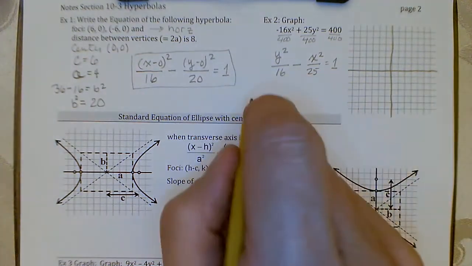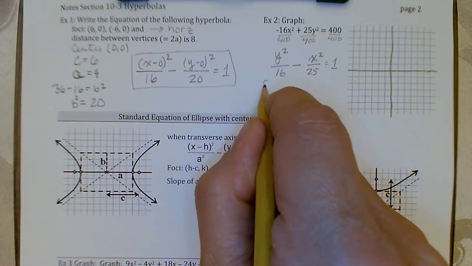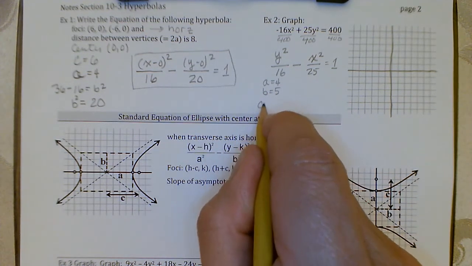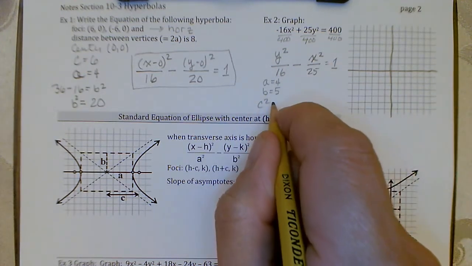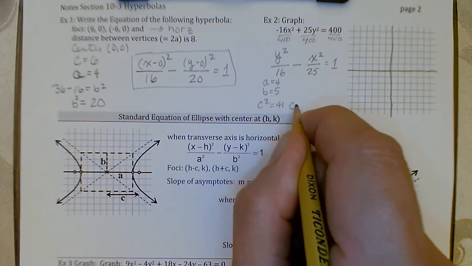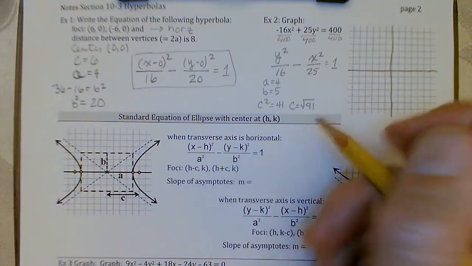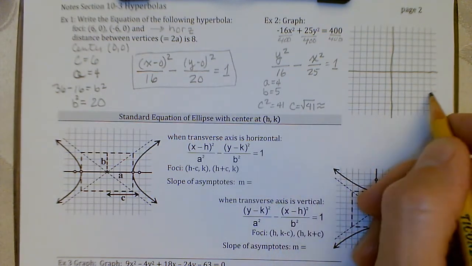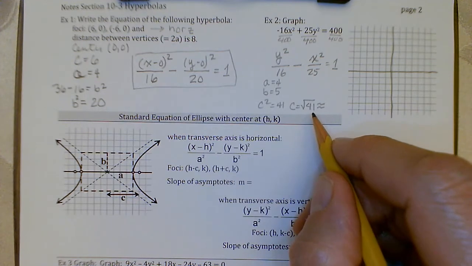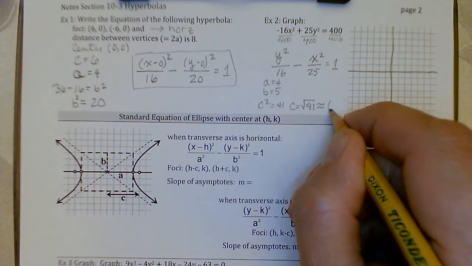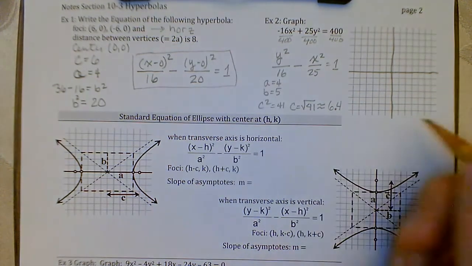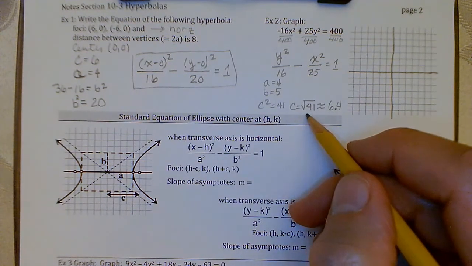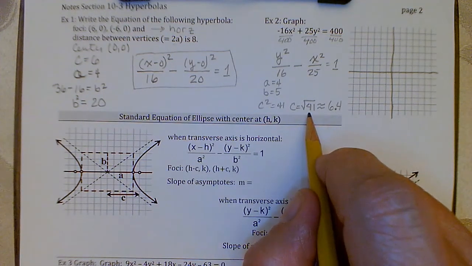In order to graph this thing, I'm going to include the foci. So I know my A is 4, my B is 5, my C squared is the sum of these two, so that's 41. So C equals the square root of 41. That doesn't really simplify, but we could get a decimal approximation, which is approximately 6.4. So when we plot our foci, that'll come in handy. If we're asked for the exact value, it'd probably be better to leave it as the square root.